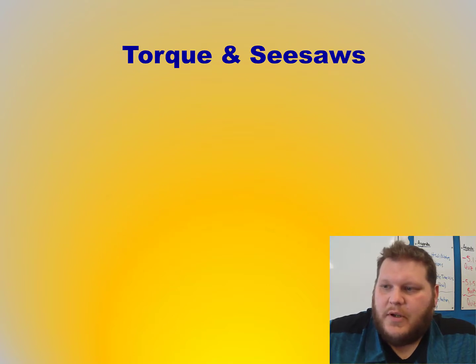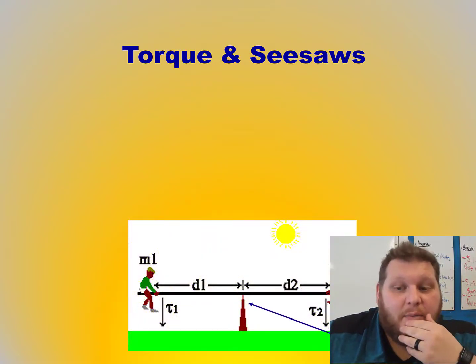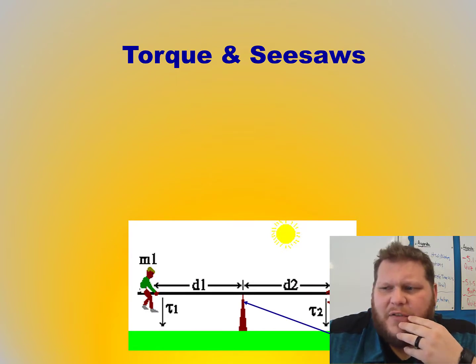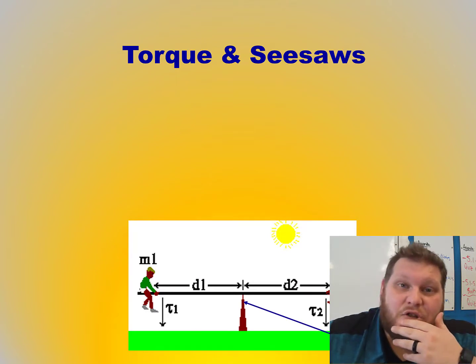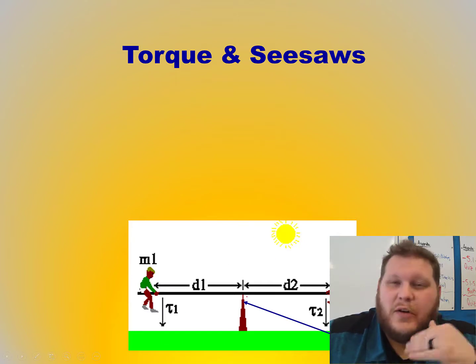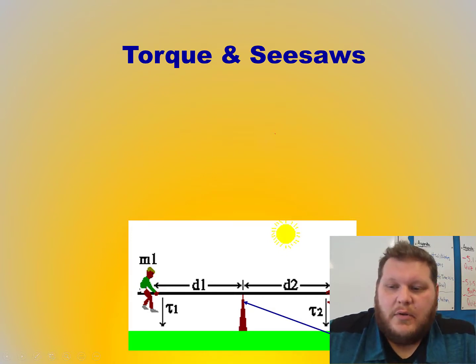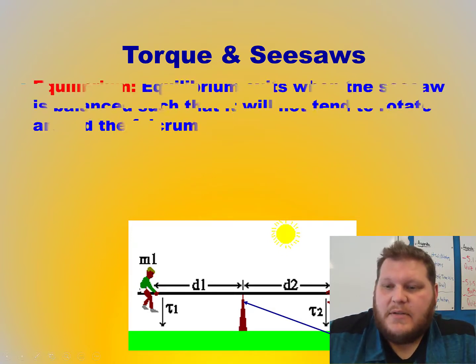Okay, jumping into our next one, torque and seesaws. So this is kind of where that balancing act comes into play. We'll actually get into the formula for it in just a little bit, but just talking about seesaws in general, the point where a seesaw is balanced is called the fulcrum. It's just where that rotation happens.